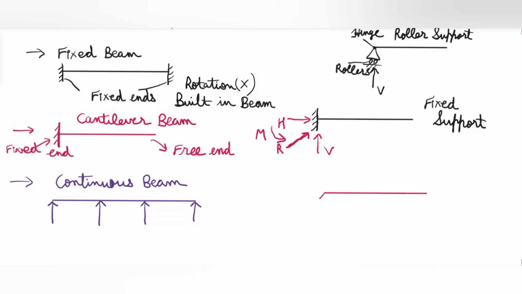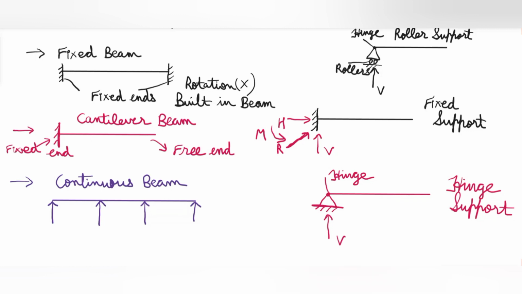Then let's see another type of support, which is a hinged support. Here this is hinge, by which the beam and the support is connected. Beam is able to rotate about the hinge. The reaction that will be developed is vertical, horizontal, and inclined. Inclined, that is the resultant reaction.